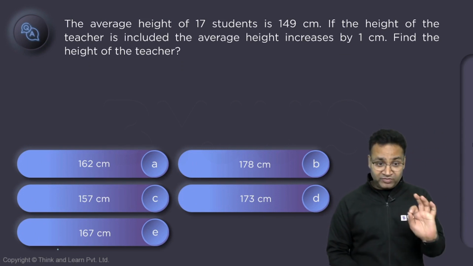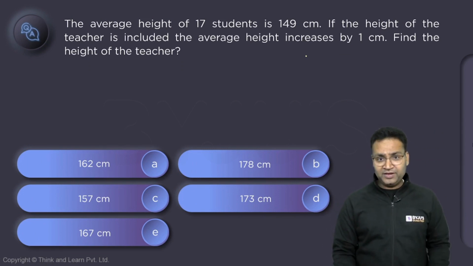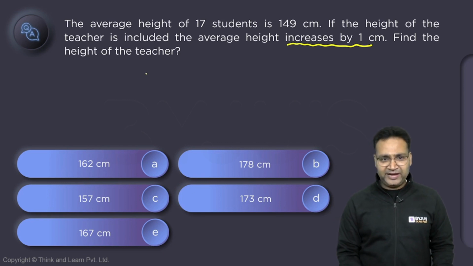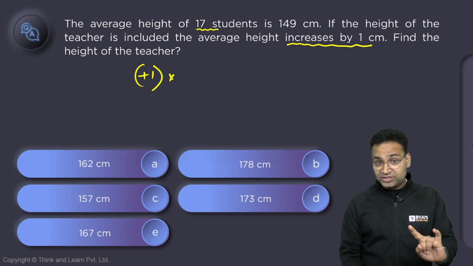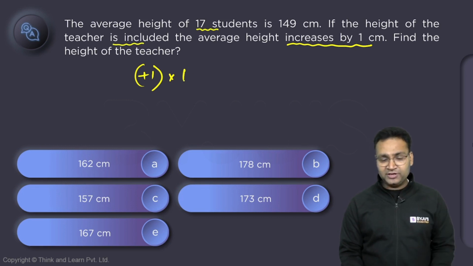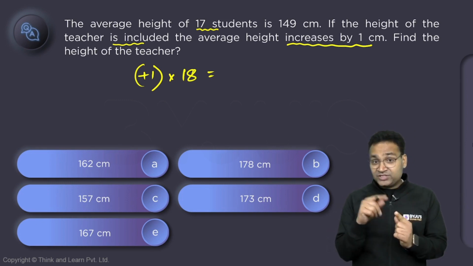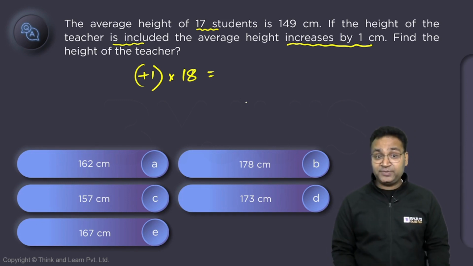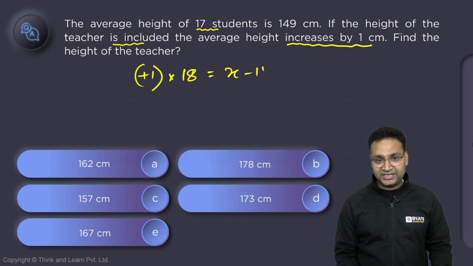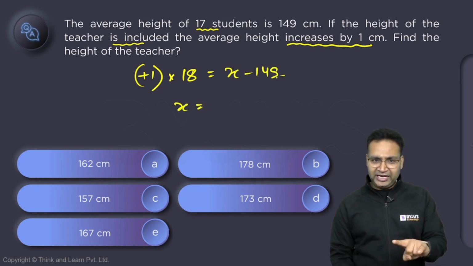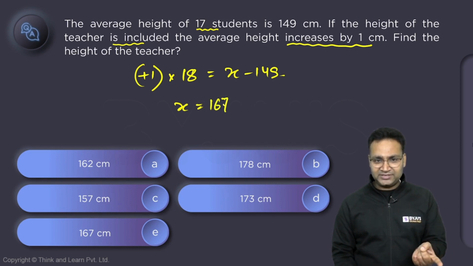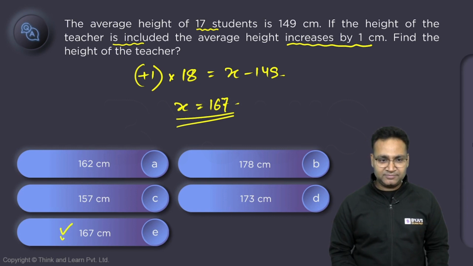It should be done without pen and paper. Let me show you. The average height increases by 1, so it is plus 1. There were 17 students. Teacher is also included, so now there are 18 people. The average was 149. The teacher is part of this, so it is x minus 149. So what is the value of x? 149 plus 8 is 157, plus 10 is 167. That's it. No pen and paper needed.